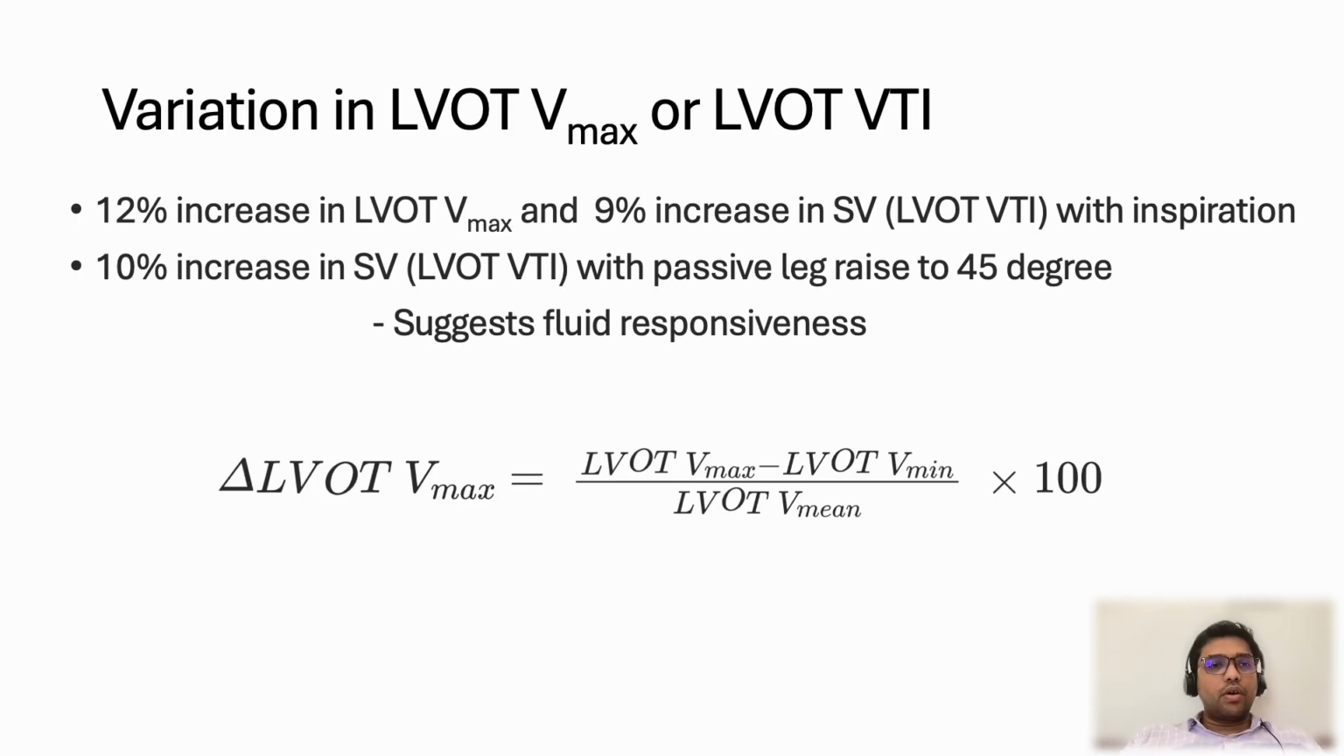Now these are the indices of how LVOT Vmax and LVOT VTI vary with your inspiration and your passive leg raise. If there is a 12% increase in LVOT Vmax and a 9% increase in LVOT VTI with inspiration, or a 10% increase in LVOT VTI with passive leg raise to 45 degrees, that suggests fluid responsiveness. This is the formula for change in LVOT Vmax: LVOT Vmax minus LVOT Vmin divided by LVOT Vmin into 100.